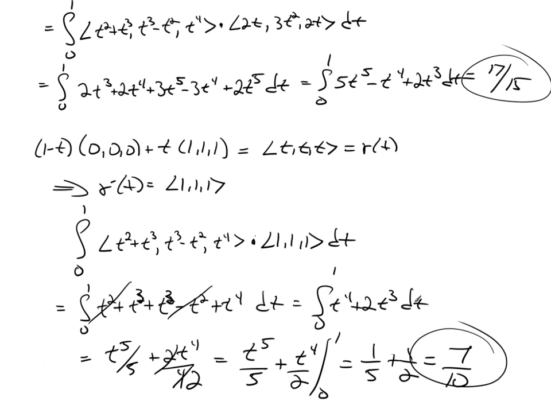These two are not equal. So in this case, the path was in fact influential, or it did have an effect on the amount of work done, if we're thinking of this as a force field, by that vector field. Now notice that 7/10, that's 0.7, is less than 1. 17/15, that's 1 and 2/15, is slightly bigger than 1. So if we're thinking in terms of the extent that our space curve is moving with the vector field, then that curve appears to be moving more in the same direction than that straight line.